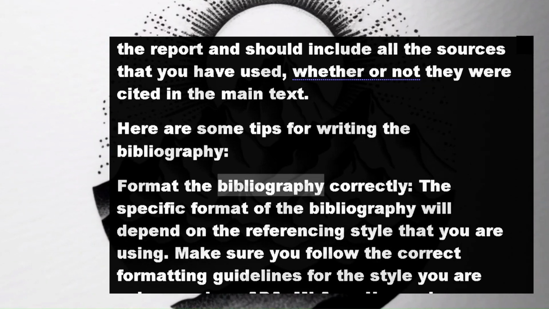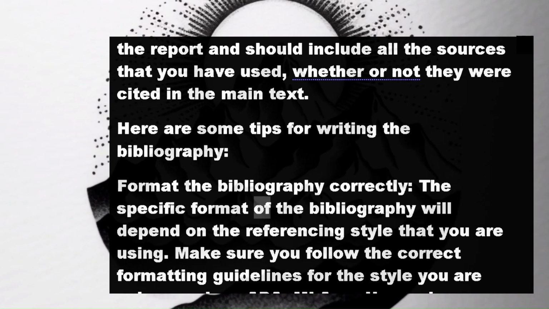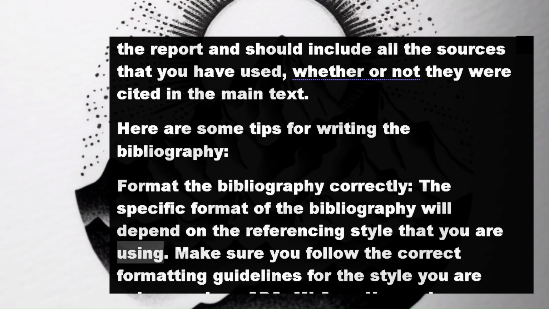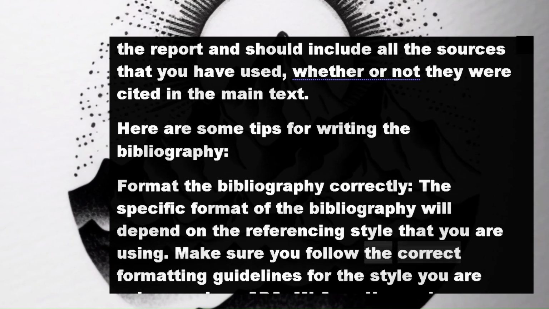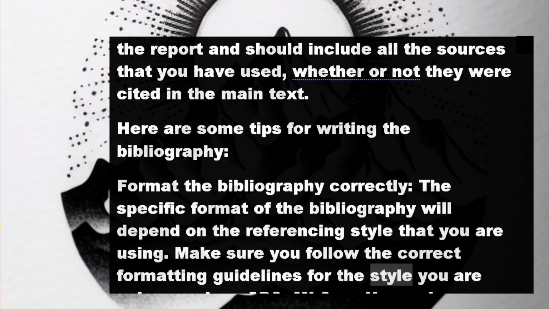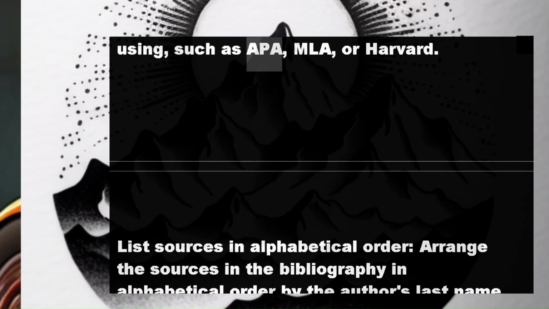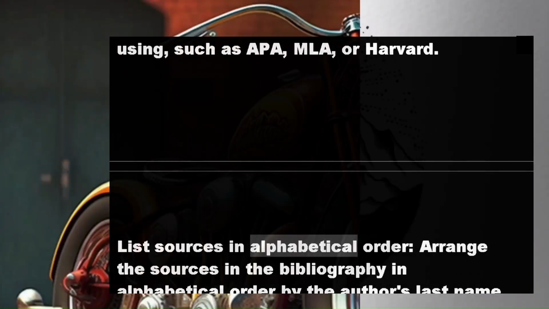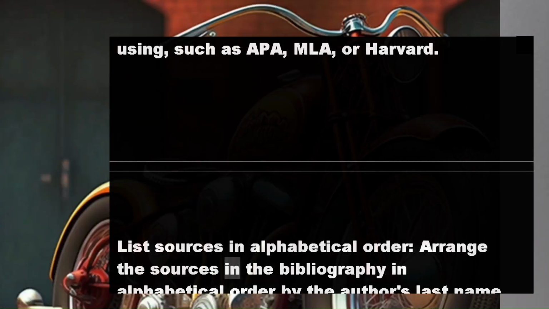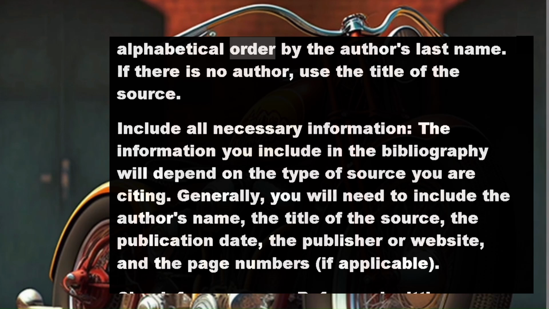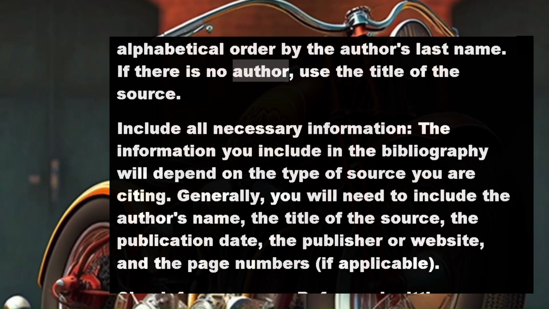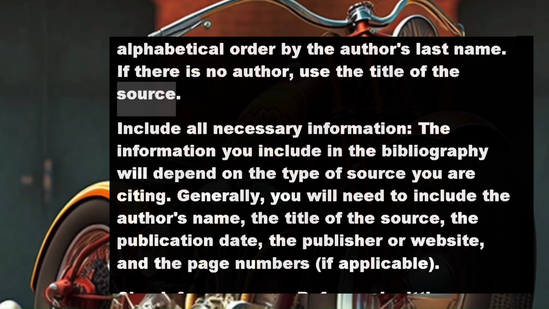Format the bibliography correctly. The specific format of the bibliography will depend on the referencing style that you are using. Make sure you follow the correct formatting guidelines for the style you are using, such as APA, MLA, or Harvard. List sources in alphabetical order. Arrange the sources in the bibliography in alphabetical order by the author's last name. If there is no author, use the title of the source.